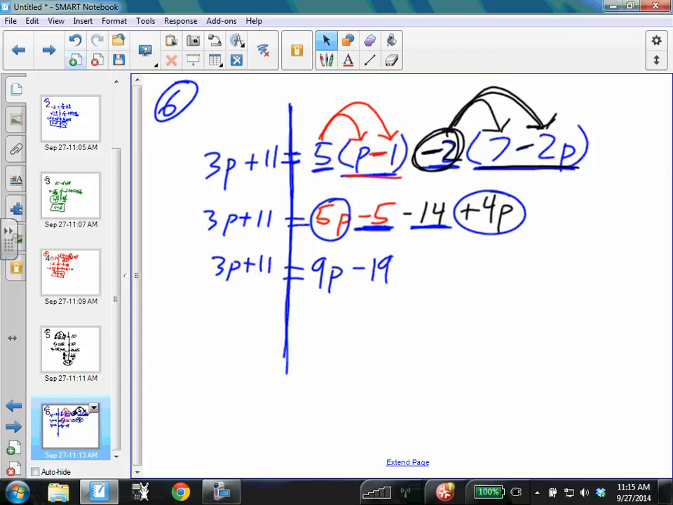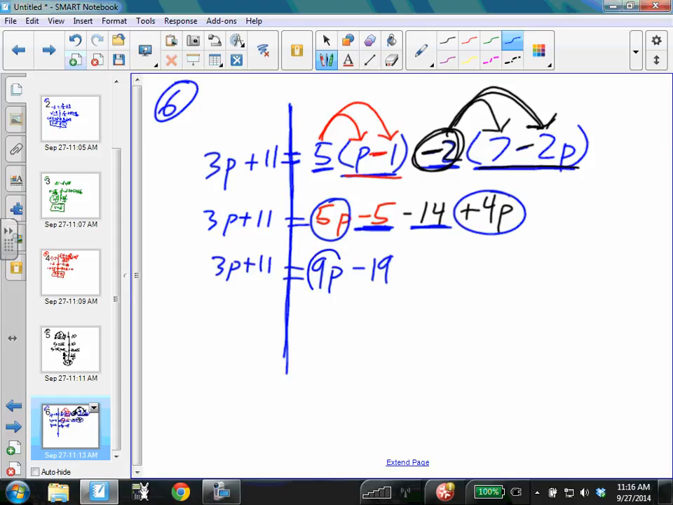And now I have a normal equation that you've probably seen before, where I have variables on both sides of the equal sign. And so the first thing that I want to do is try to get my variables together. Now it doesn't matter which one of these you try to move first. You can move the 9p or the 3p first. That doesn't really make a difference. You just have to pick one, okay? So you can pick whichever one you want to, but in order to work this problem, I'm actually going to pick the 9. So I'm going to move the 9p.